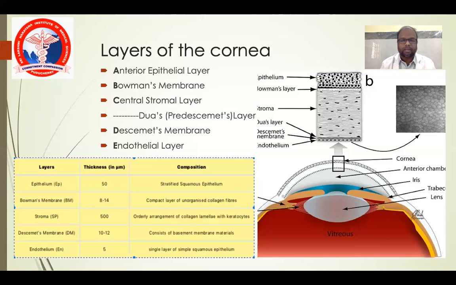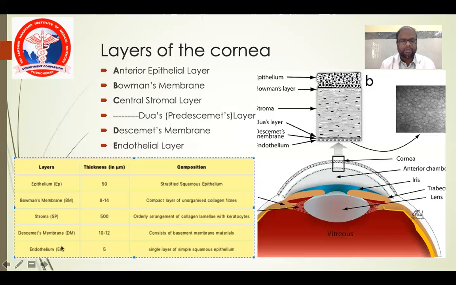The stroma is the major contributor to the transparency of the cornea. It has an orderly arrangement of collagen fibers, collagen lamellae, along with keratocytes, or the corneal cells, interspersed between these lamellae. Coming to the next layer, the Descemet's membrane. The Dua's layer is an inconspicuous layer. There are considerations that it may or may not be present. The Descemet's membrane has a thickness of 10 to 12 microns, and it forms the basement membrane of the endothelial cells.